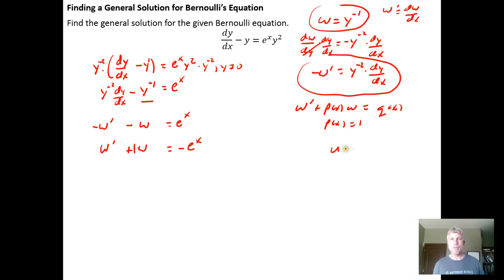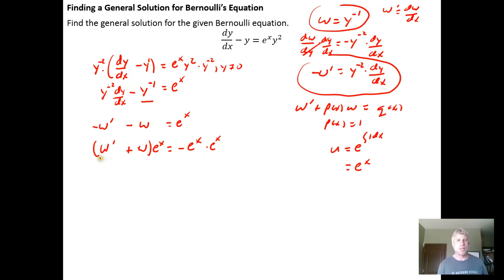So our integrating factor is going to be u equals e to the antiderivative of 1 dx, which is just e to the x. And then we use the technique from the previous homework assignment where we solve linear first order differential equations using an integrating factor. So the technique is to multiply both sides of the equation by the integrating factor.